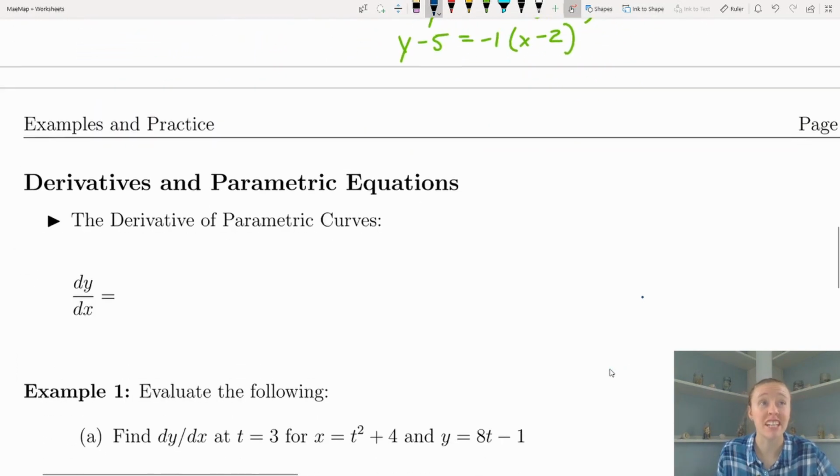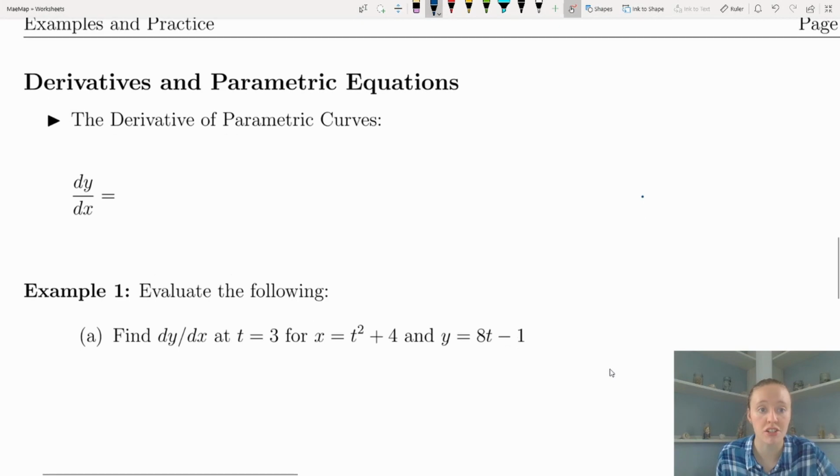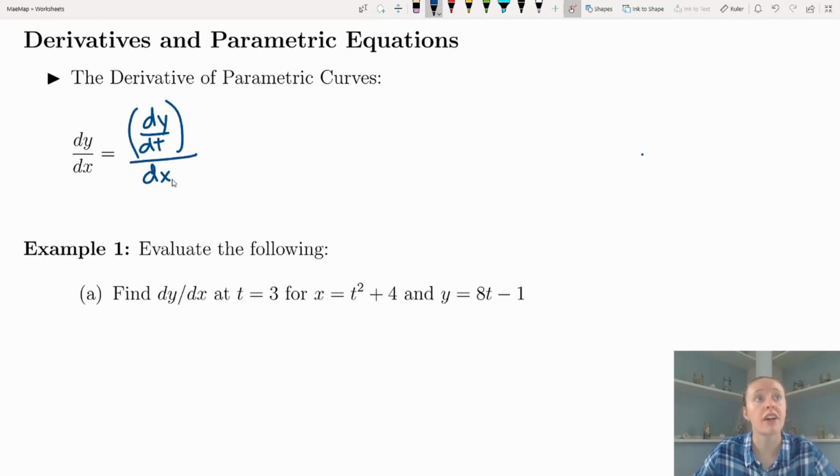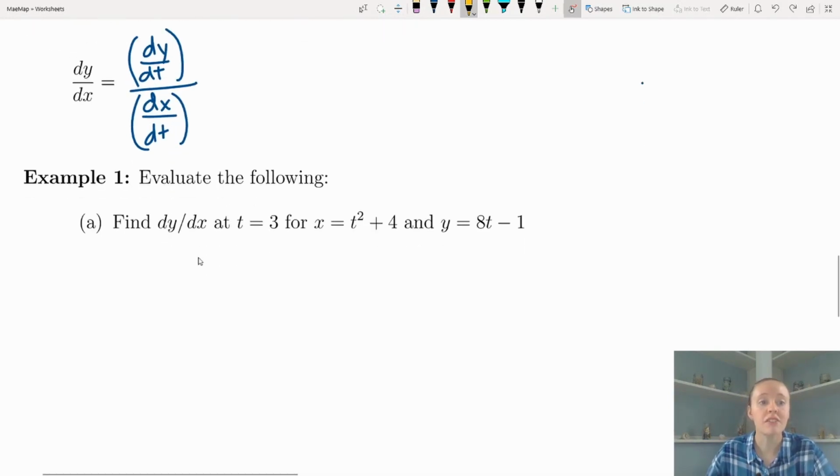Now we're going to learn how to take the derivatives of parametric equations. So the derivative of a parametric curve, dy dx, well, if y is a function of t and x is a function of t, we're going to take the derivative of y with respect to t and divide that by the derivative of x with respect to t. Because you can see how this dt, essentially you can think of as canceling out to leave us with just dy dx.